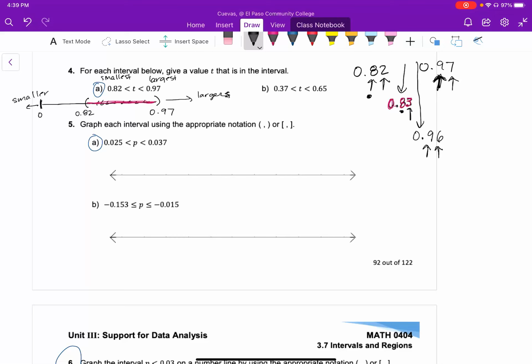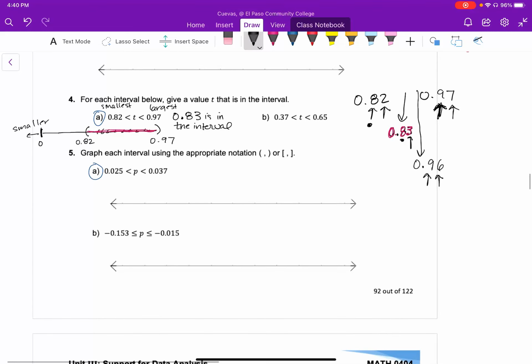So I would say that the value 0.83, the first one we did, is in the interval. Like I mentioned earlier, if you can eyeball a value and you do not need a comparison, I'm going to call this over here, this step, a comparison. If you don't need a comparison, then by all means, just give me the value. But if you need a comparison, then now you know how to do it.